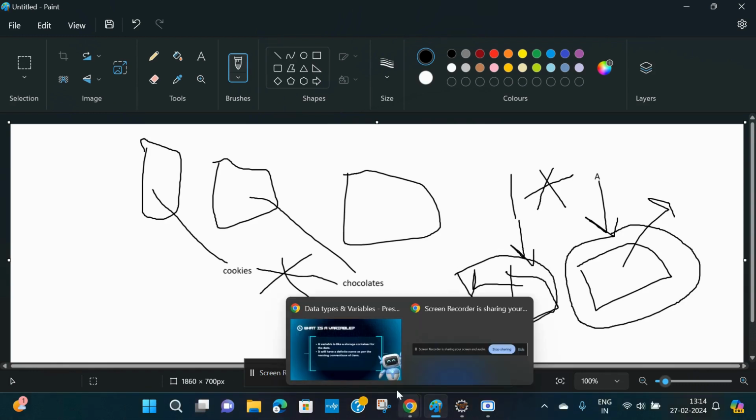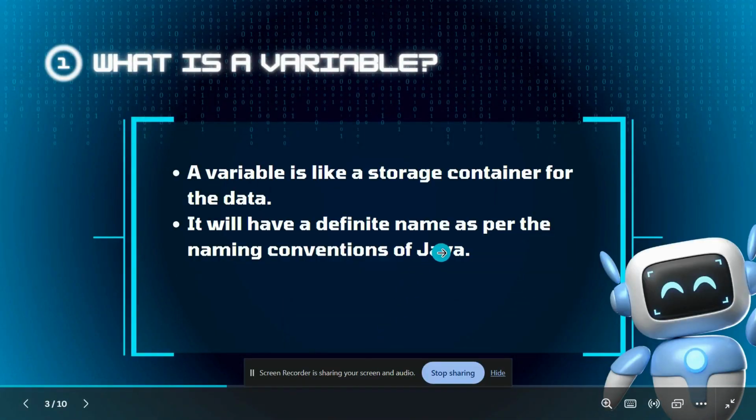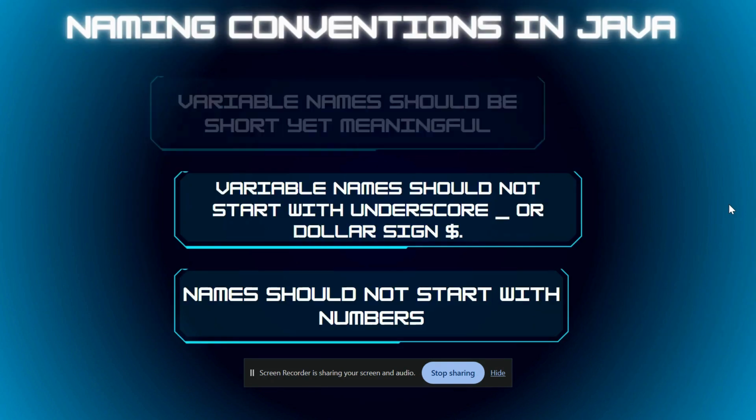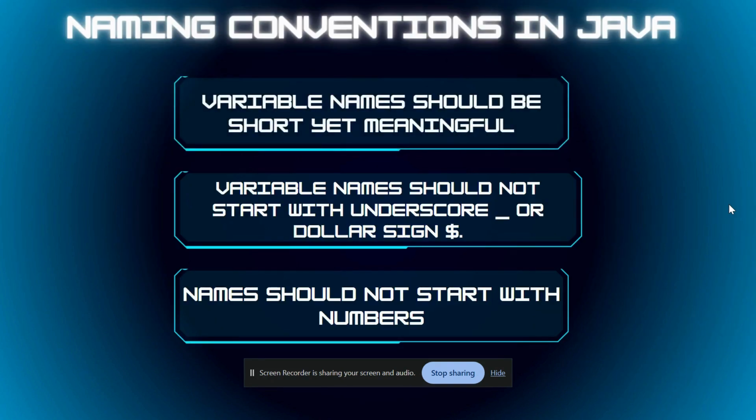Now coming back, we have a definite name for the variable. Okay, I hope you understood. But the variable names have a set of rules. Now the rules are: variable name should be short yet meaningful. Okay, the name should have a definite meaning. It should be short. It should not be so long.